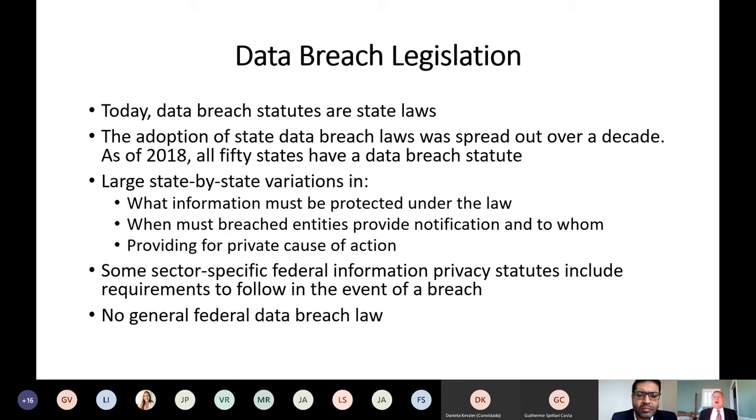There are variations about what kind of information qualifies, and I'll tell you a little bit more about that. It's also a question of, if your data is breached, who do you have to notify? Is it enough to simply notify the state government? Is it enough to just notify the Secretary of State in your particular state? Or do you have to actually notify consumers? And by the way, very few states allow the consumer to sue. So going back to my simple example, under the data breach law, very few states give you a chance to sue Target because your data was compromised.